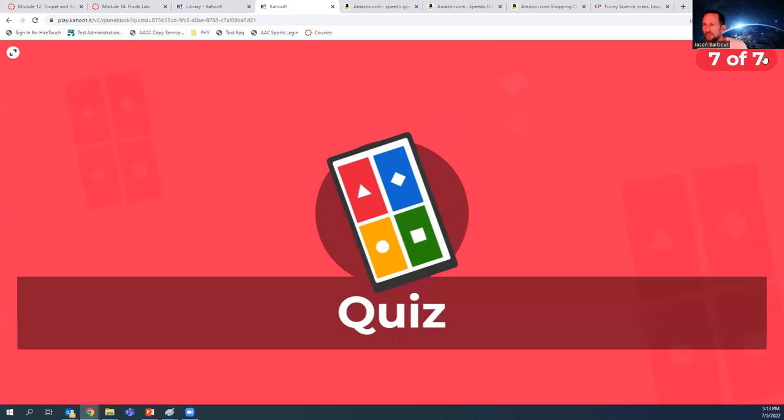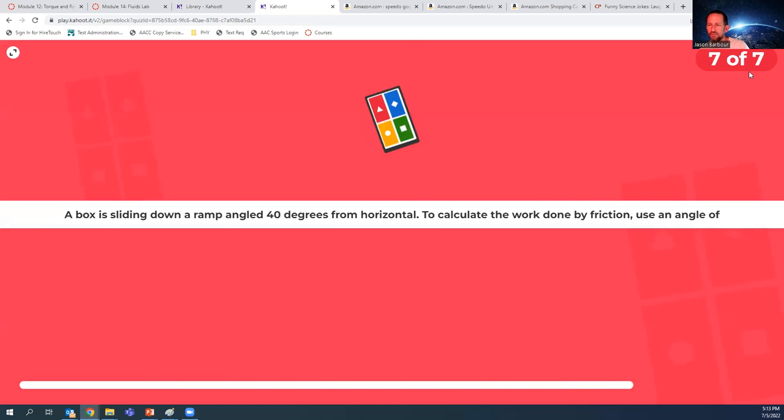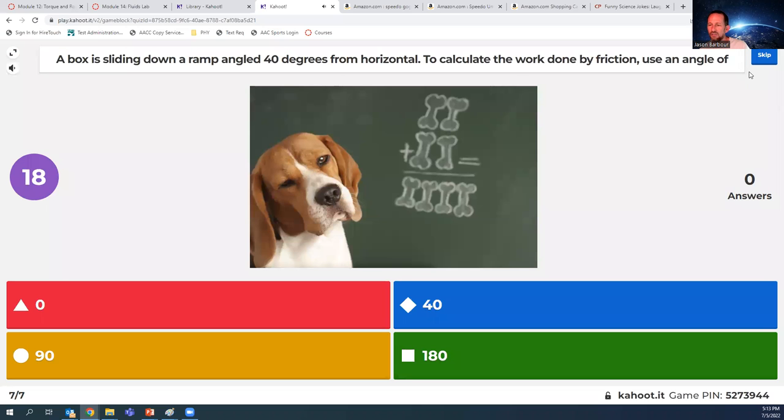Okay, last question. The box is sliding down a ramp angled 40 degrees from horizontal. Calculate the work done by friction, use an angle of... and this is a great time to pause this video and draw a work diagram. When you're asked about work, draw a work diagram. Go ahead and pause it before you see the answer, quick.